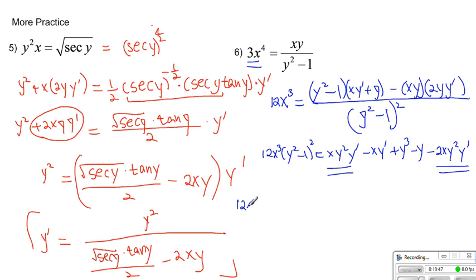12 x cubed times y squared minus 1 squared minus, of course, these two terms will go over to the other side, but why don't I factor at the same time? If I were to factor out negative y, then we will have y squared minus 1. But in fact, sorry about that, we should have that to be negative.